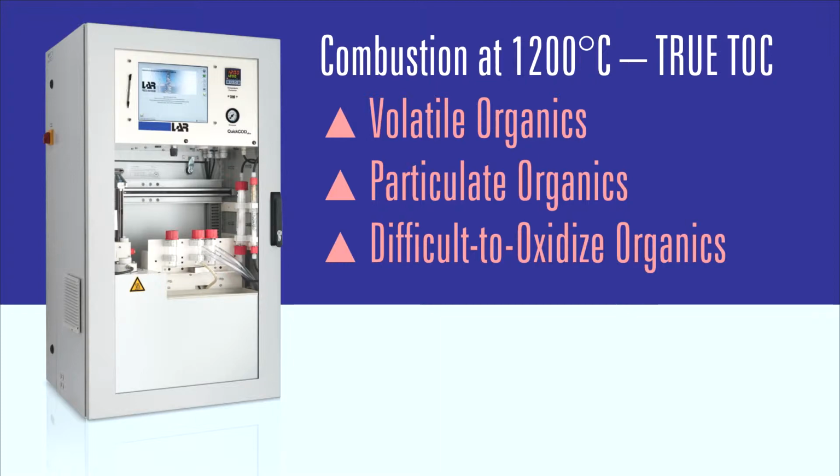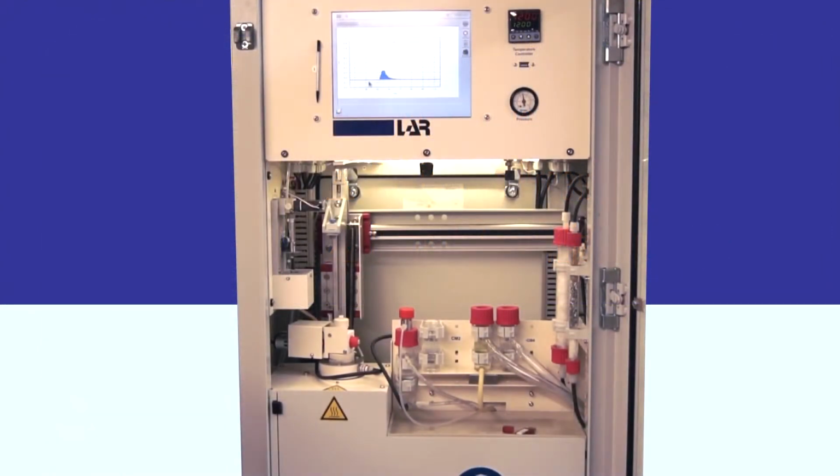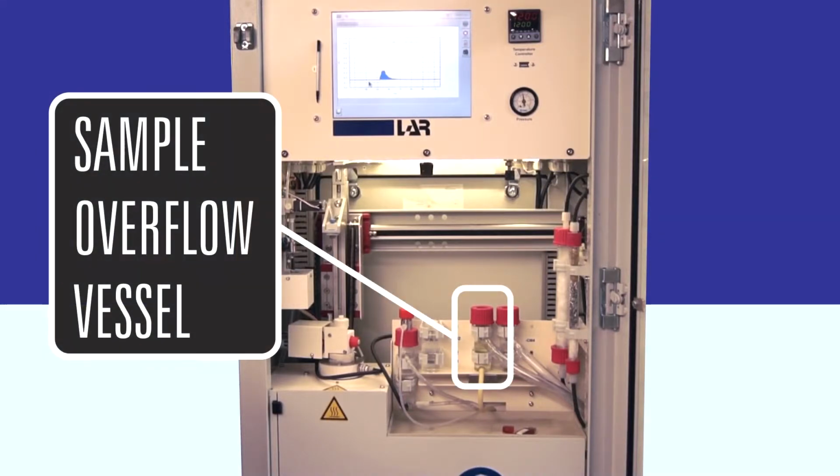Let's watch a single cycle of a working QuickTOCultra as it measures total carbon. The QuickTOCultra begins by pumping the sample into the sample vessel. The sample is pumped into an overflow vessel where a fresh sample is captured for analysis. The time required to pump the sample depends on the distance from the sample source.